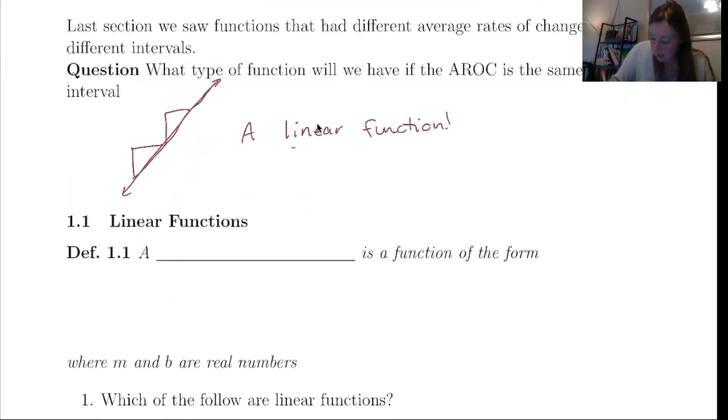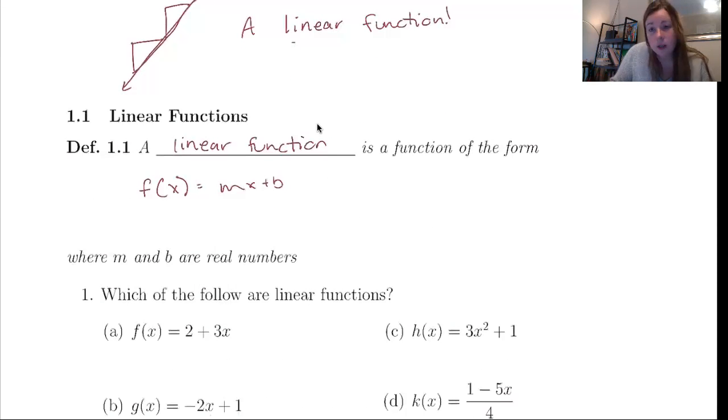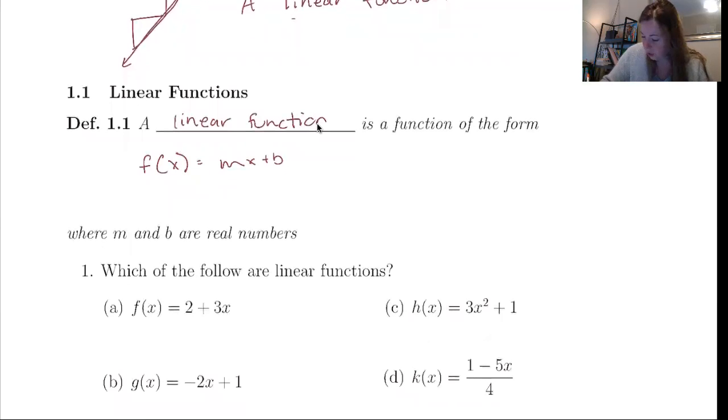So a linear function is a function of the form f of x equals mx plus b, because we're using function notation here, but usually we'd say y equals mx plus b, where m and b are real numbers. Remember, we only care about real numbers, okay? And the graph is a line.